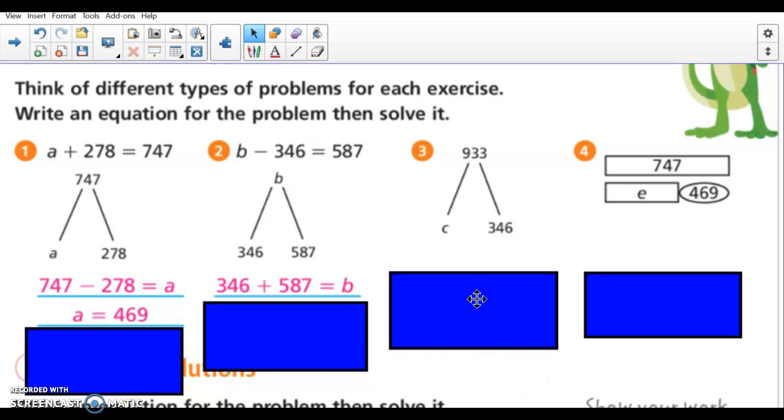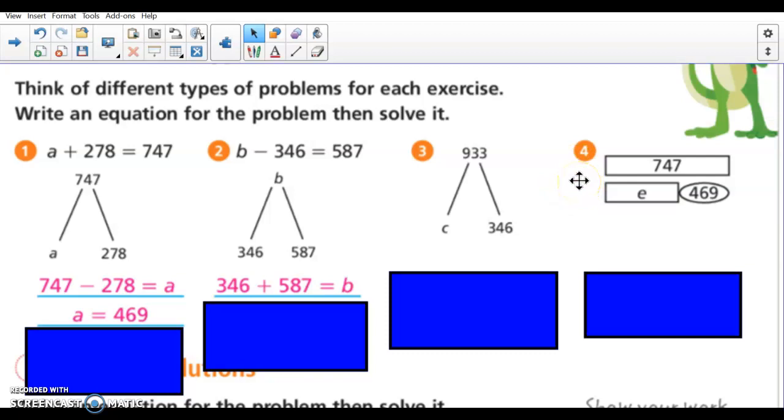And now number 3, 933 is our sum, and our 2 parts are c and 346. See if you can figure out how to write that equation and then solve for c. A hint is this problem is very, very similar to the first one. Okay? And then let's look at number 4.